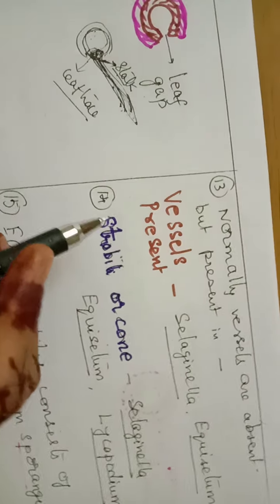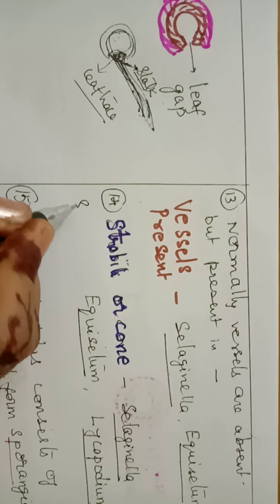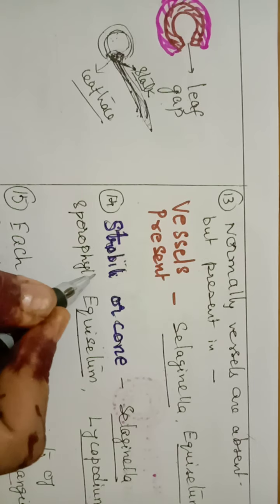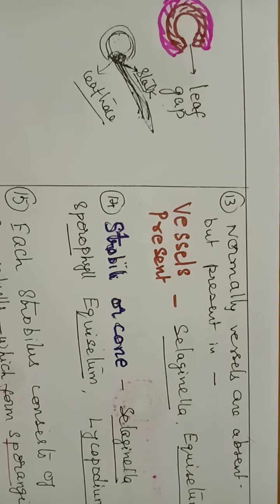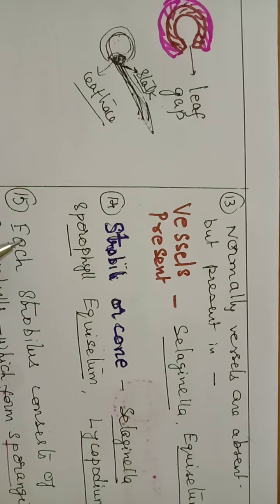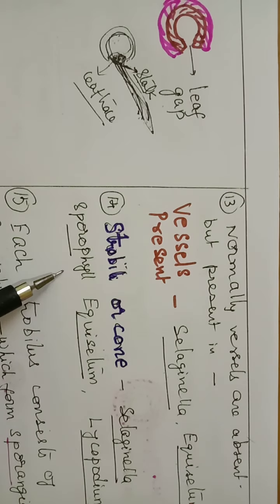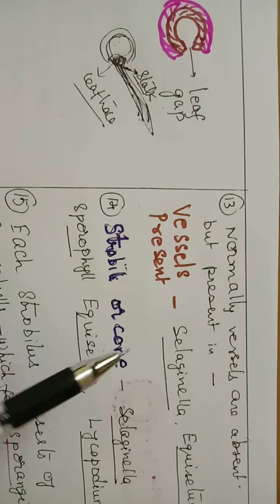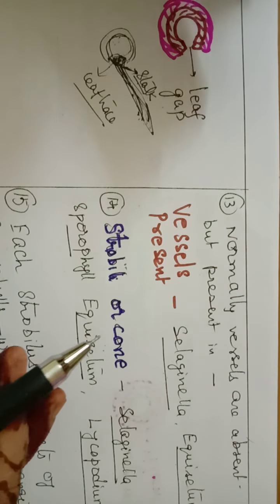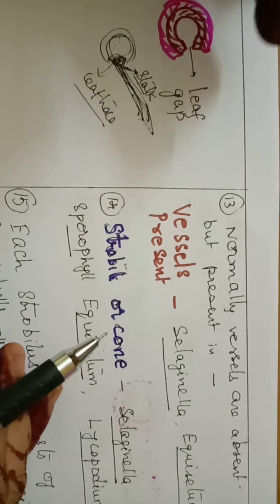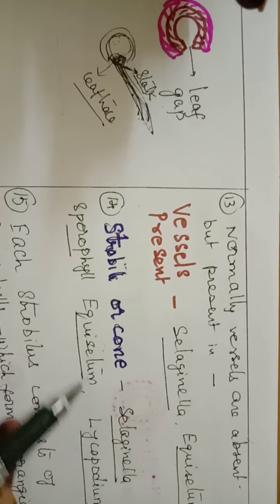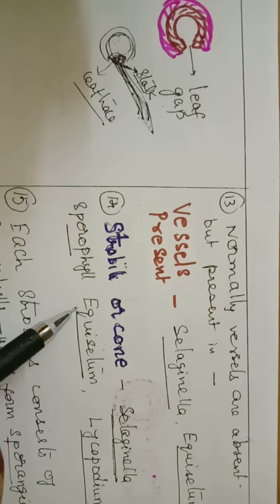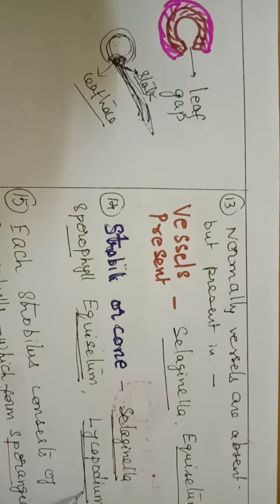Each reproductive leaf is called a sporophyll. So during the process of reproduction, normal vegetative leaves will be transformed into reproductive leaves called sporophylls. And a strobilus or a cone is a compact arrangement of all sporophylls together. That is called a strobilus or cone. Strobilus or cone formation we find in these three examples: Selaginella, Equisetum and Lycopodium.